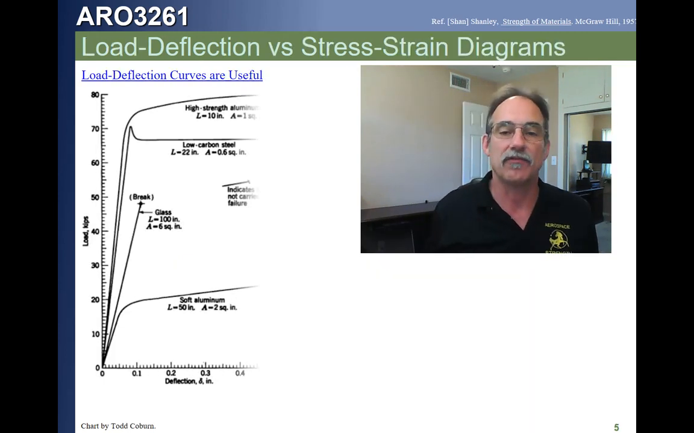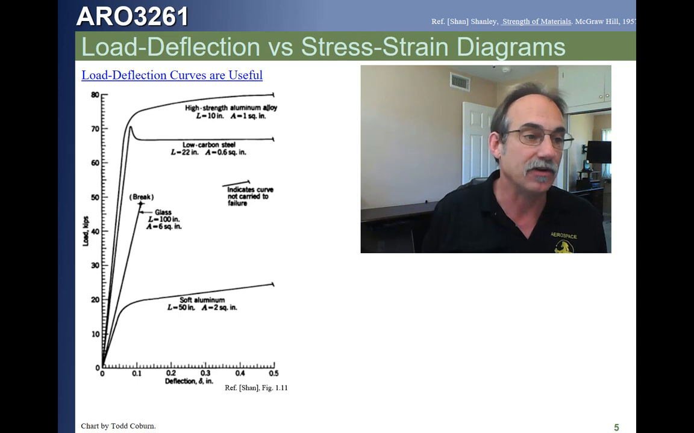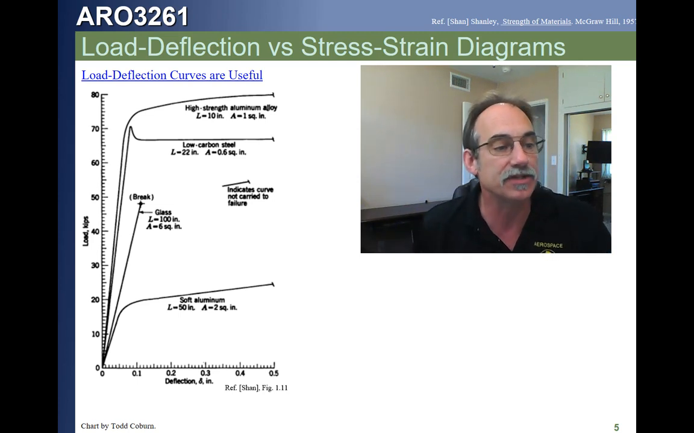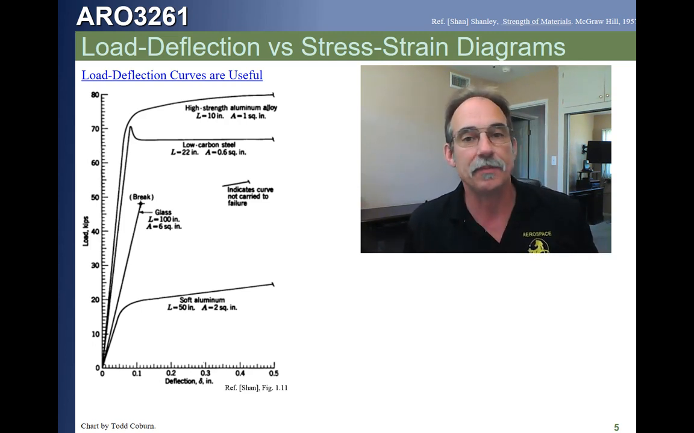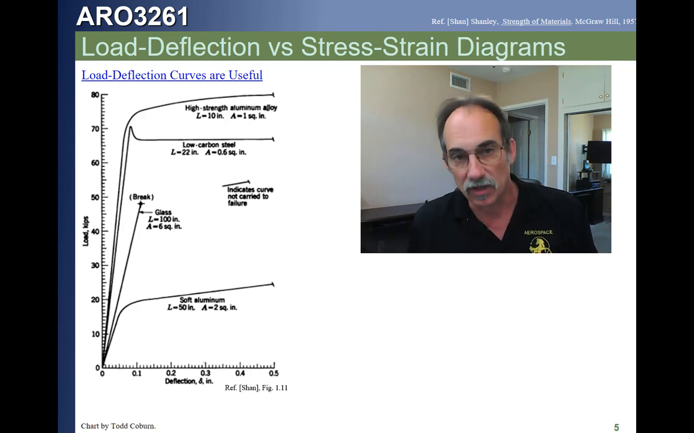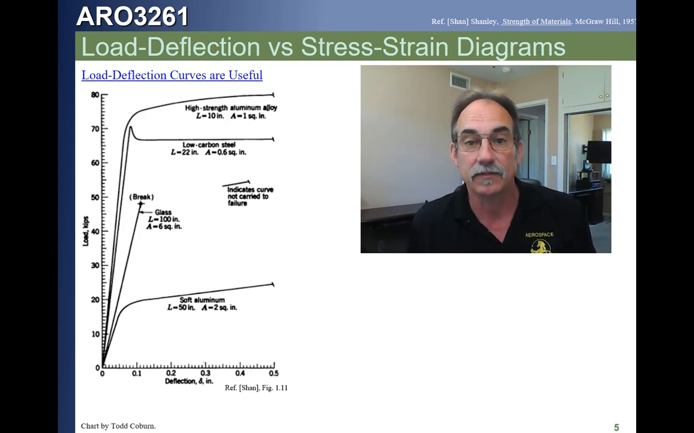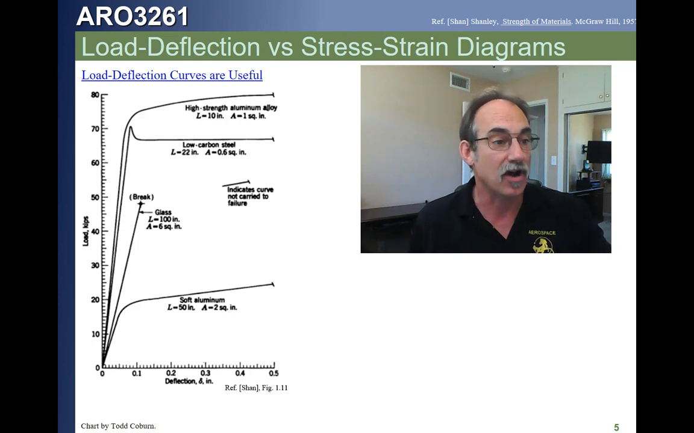Now, if we take our load deflection curve and plot various materials, we will see that different materials have different load deflection curves. The material affects the load deflection relationship, and so does the cross-sectional area. A member with a larger cross-sectional area will take a lot more force to cause the same amount of deflection.